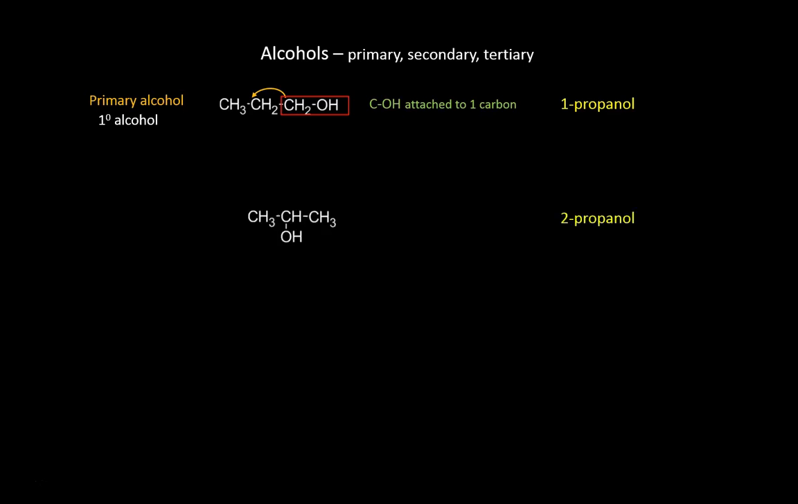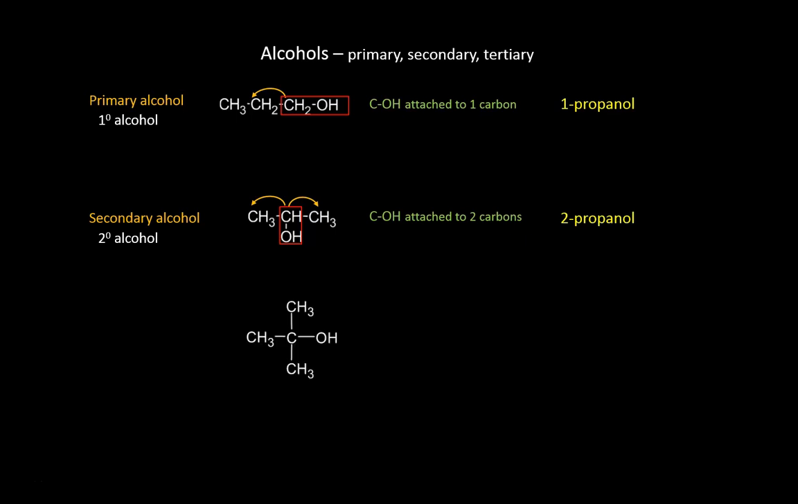This is 2-propanol, and C-OH is attached to 2 carbons. So this is called a secondary alcohol, also symbolized like this. And finally, as you can see, C-OH is attached to 3 carbons, making this a tertiary alcohol, symbolized again like this.